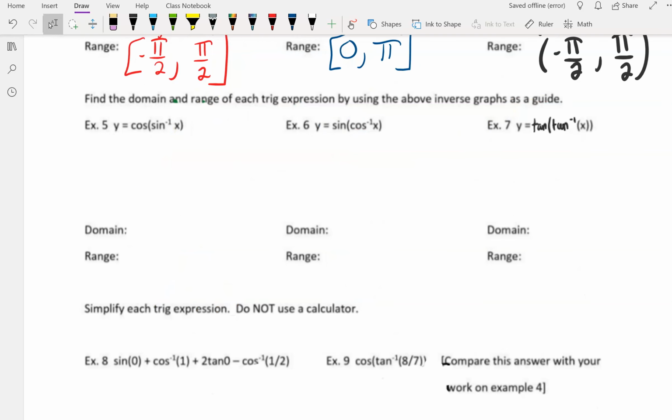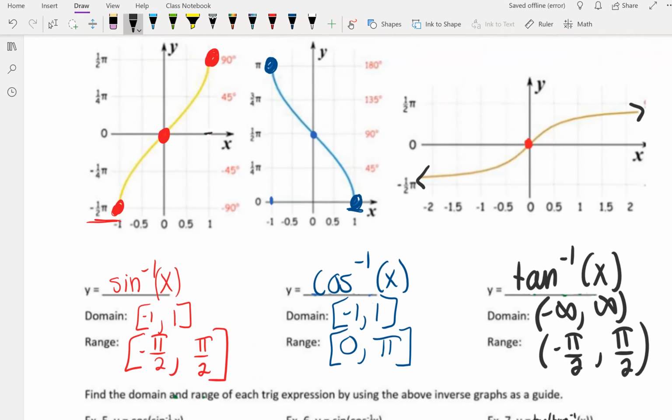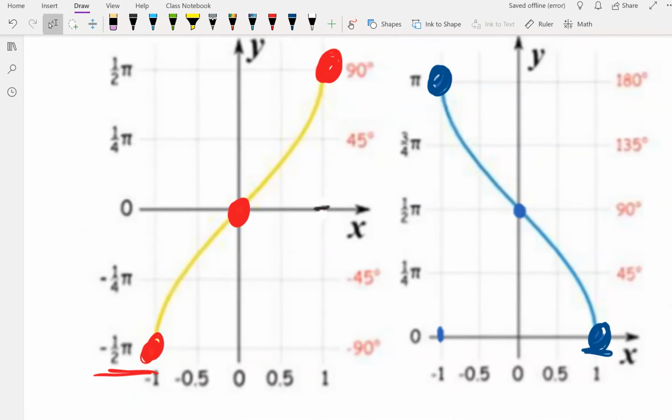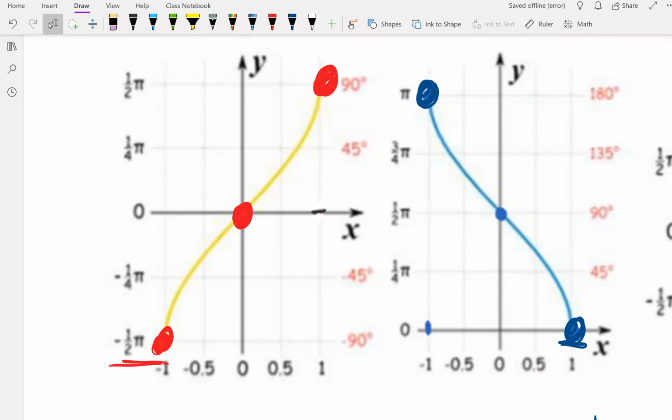We're going to find the domain and range of each trig expression by using the above inverse graphs as a guide. So this one, I'm going to start with domain. And for domain, it's how far left and right the graph goes. So I'm just going to start with inverse sine, and I'm going to look at that graph. So inverse sine is this graph, and we're talking about the domain, so how far left and right it goes. Well, that's from -1 to +1.